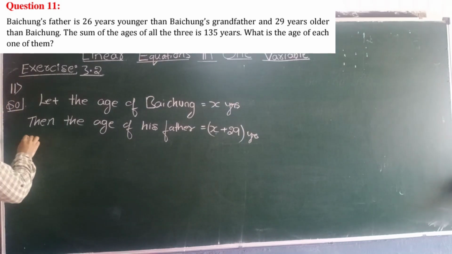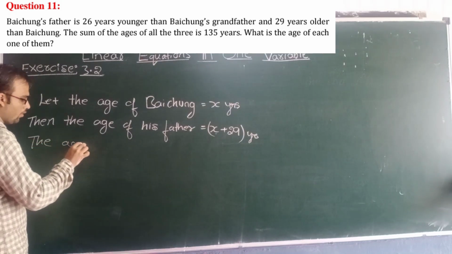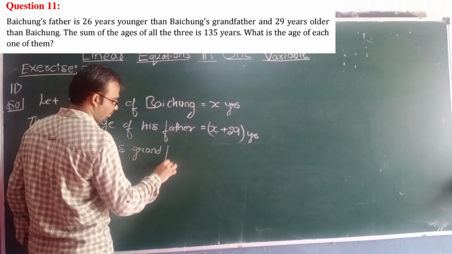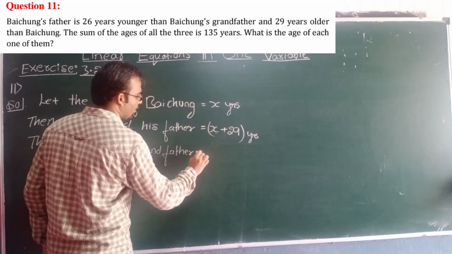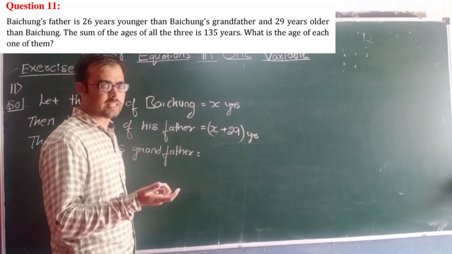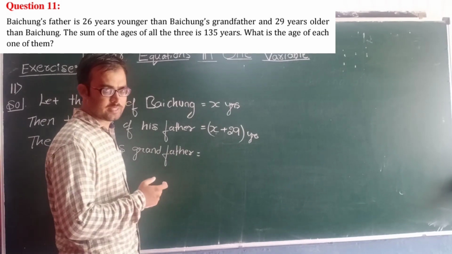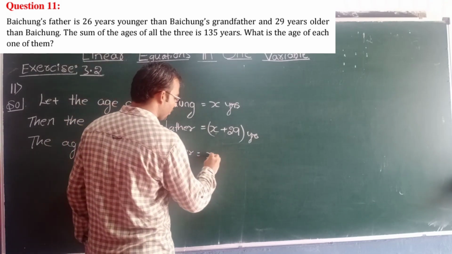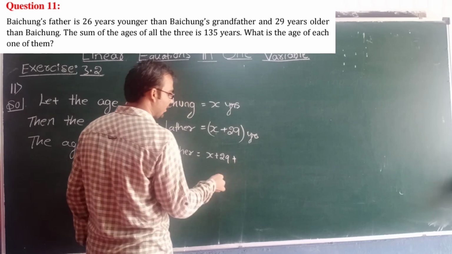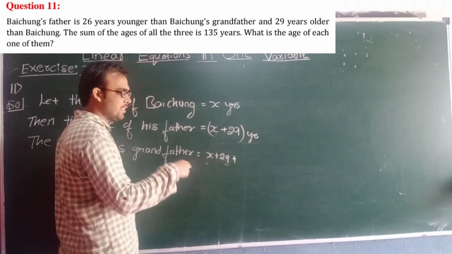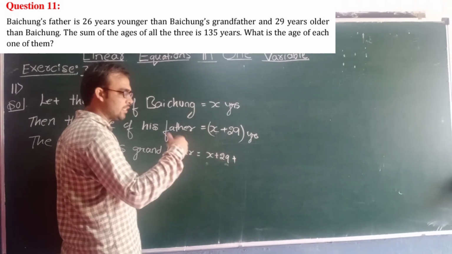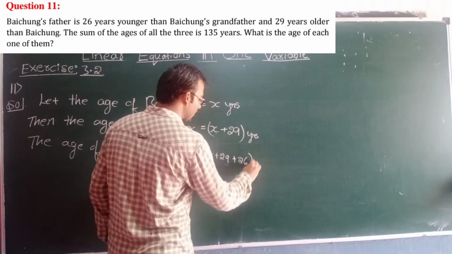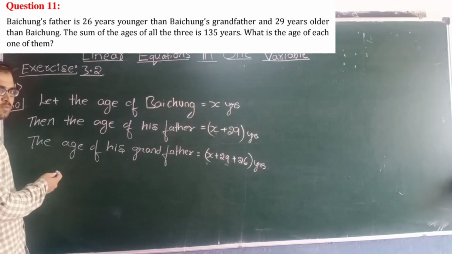Next, the age of his grandfather. We know that Baichung's father is 26 years younger than Baichung's grandfather. It means that Baichung's grandfather is 26 years older than Baichung's father. So x + 29 is the age of Baichung's father. As the grandfather is 26 years older than the father, the grandfather's age is x + 29 + 26 years.